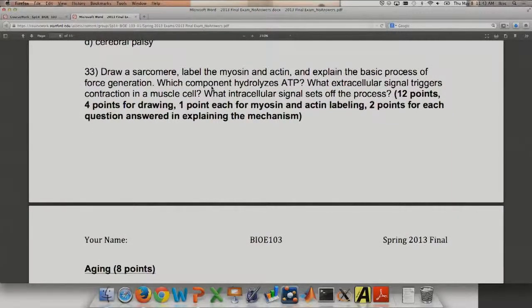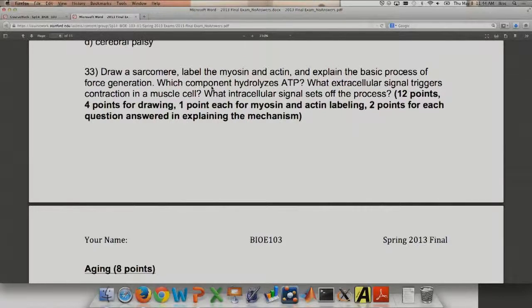Draw a sarcomere, label myosin and actin, and explain the basic process of force generation. You want to draw it on the board? So it's basically... my drawing is really crappy. I can draw better on paper than on the board, but.